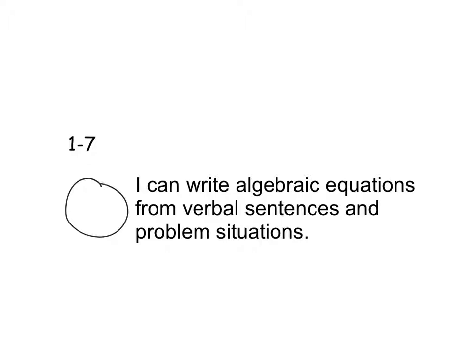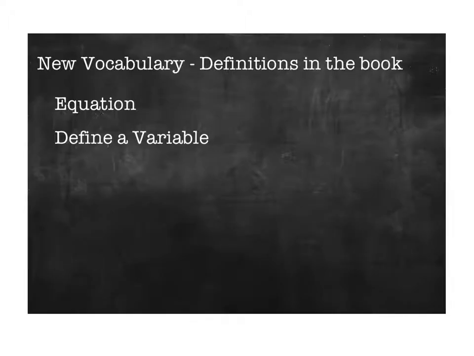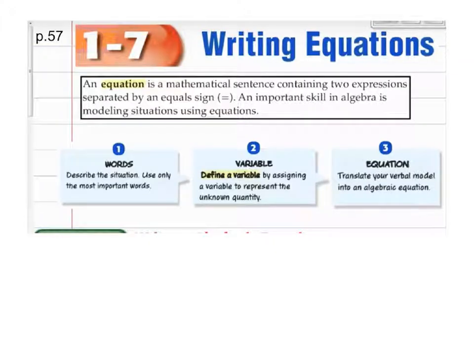Our target for today is: I can write algebraic equations from verbal sentences and problem situations. Some new vocabulary we have is equation and define a variable. An equation is a mathematical sentence containing two expressions separated by an equal sign. An important skill in algebra is modeling situations using equations, or in other words, writing an equation.